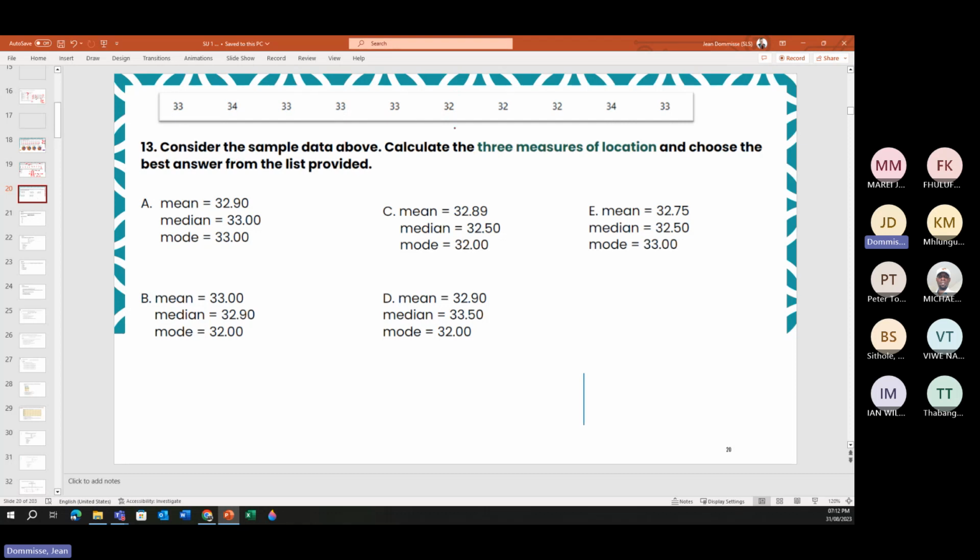But let's just see, the smallest number is 32. So there's 3 of them. Then there's 1, 2, 3, 4, 5 33s.